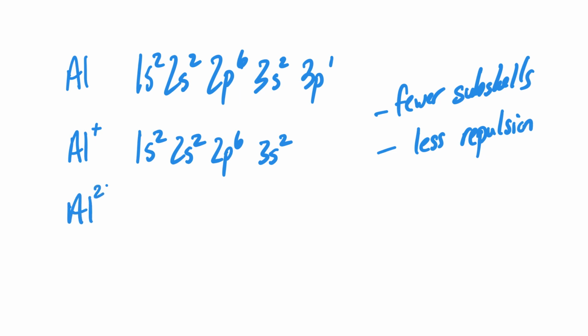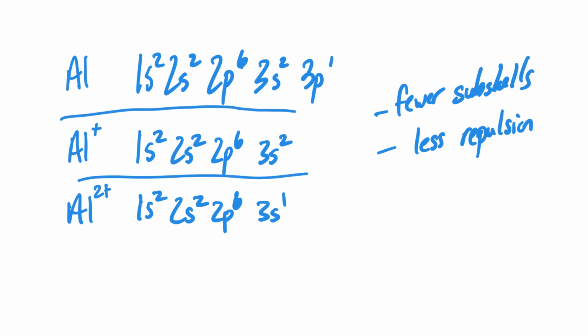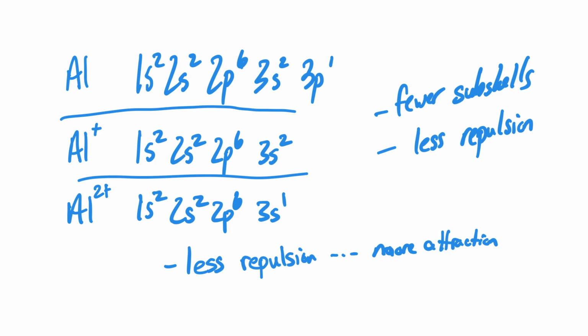What about Al2+? Well, that's 1s2, 2s2, 2p6, 3s1. Right, what happened here? Are there fewer subshells? Nope, same number of subshells. So less repulsion. And again, less repulsion means more attraction. Why is it less repulsion? Because there are fewer electrons pushing each other away.